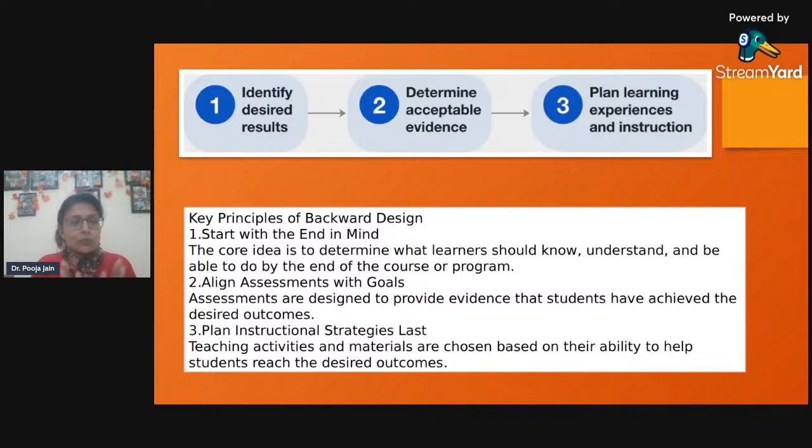Right? So let's move on to the first step of backward design and let's understand the key principles of backward design first. That is starting with the end in mind. So this is what my assessment should look like, my formative assessments and my diagnostic assessments and my summative assessments. That is what learners should know, understand, and be able to do by the end of the course or the program or the unit or the chapter.